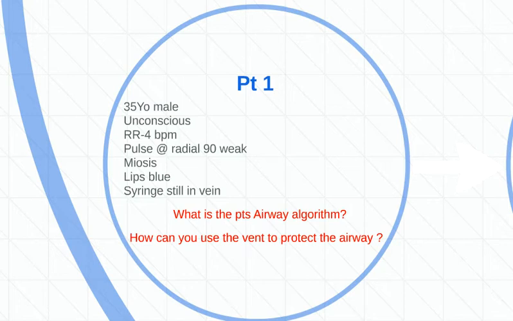So what's his airway algorithm? Number 2. How can we use a vent to protect his airway? Well, a BVM if you need it, if you don't have the hands. Moving on.